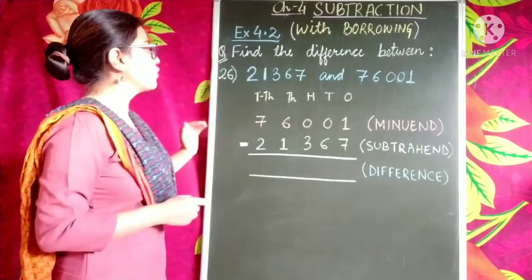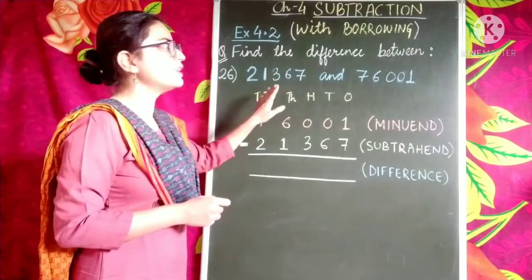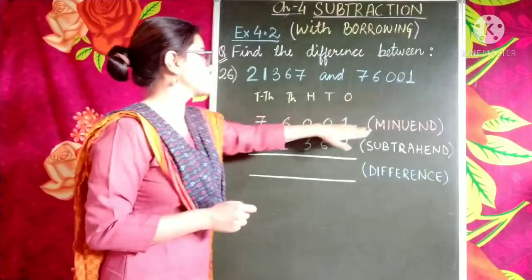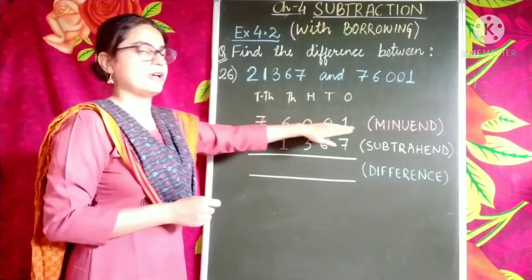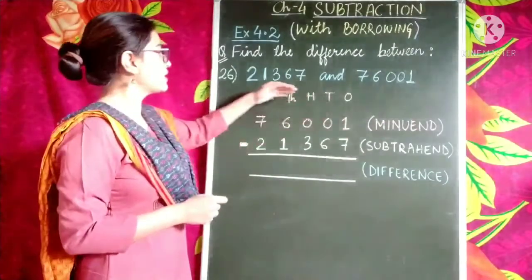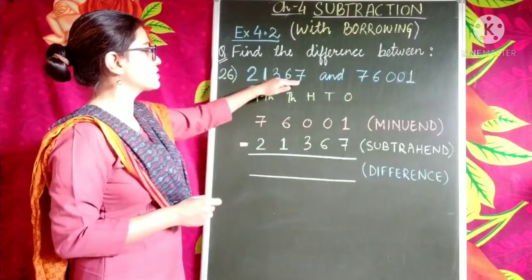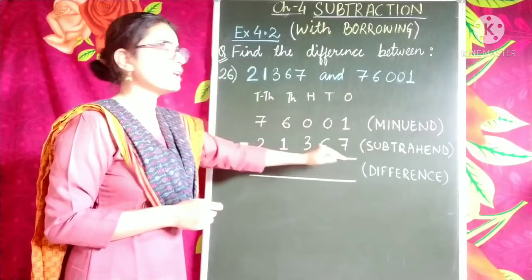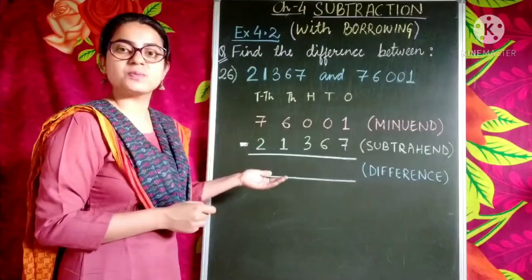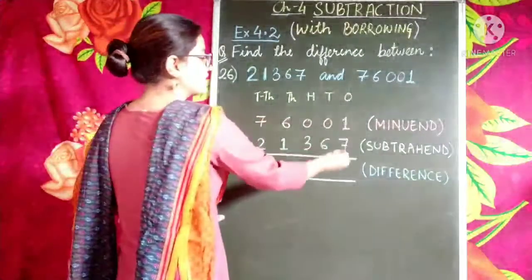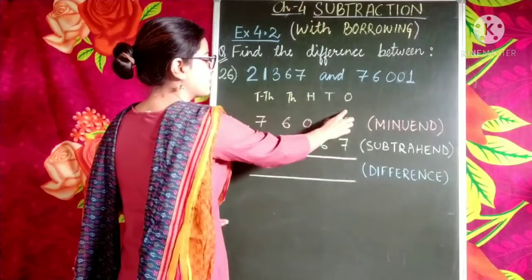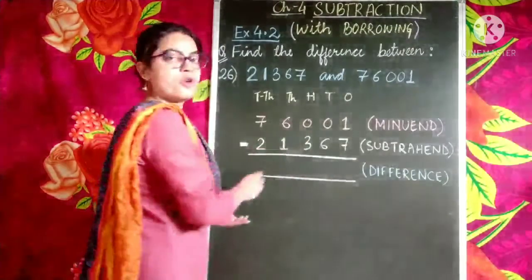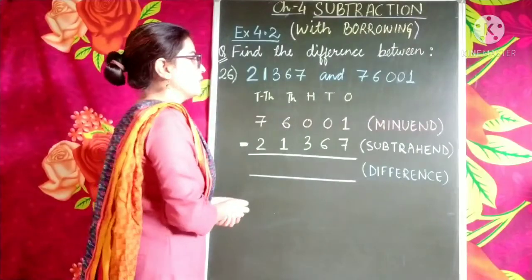So, what do we do? We first compare the numbers and find which one is the greater. It is 76,001. So, it is placed at the top and hence is the minuend. Next, 21,367 is written below the minuend, so it is the subtrahend. Now, we proceed with the subtraction. We start from the right hand side. I have also written the place values, and I have left a space on top so that we can show the borrowing and decomposing easily.